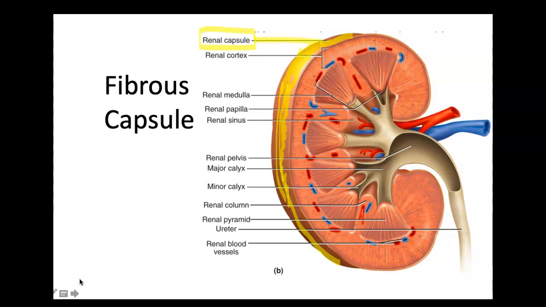And the first one is the fibrous capsule. So the fibrous capsule is this outer thick layer that surrounds the kidney. In dissection, it's actually very easy to peel off. It comes off like peeling an orange, very easy. That's the fibrous capsule all around the kidney.